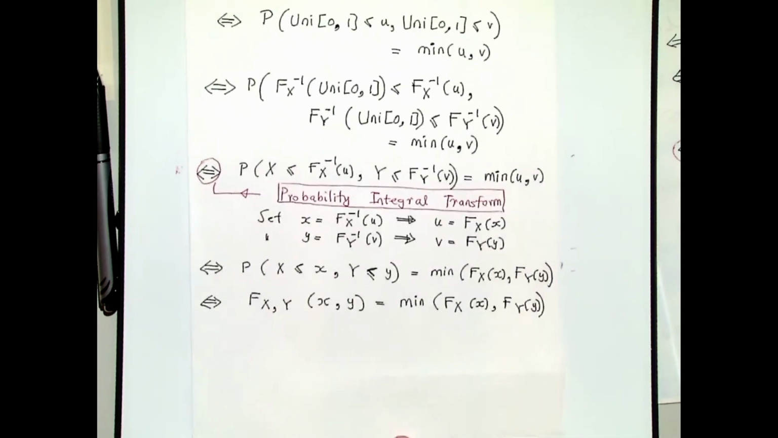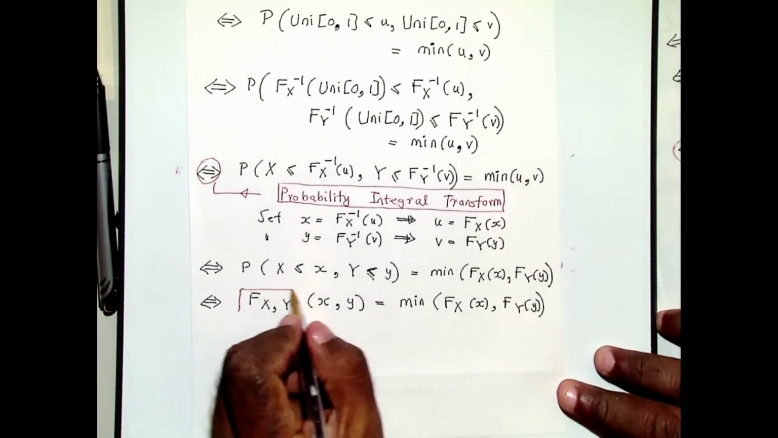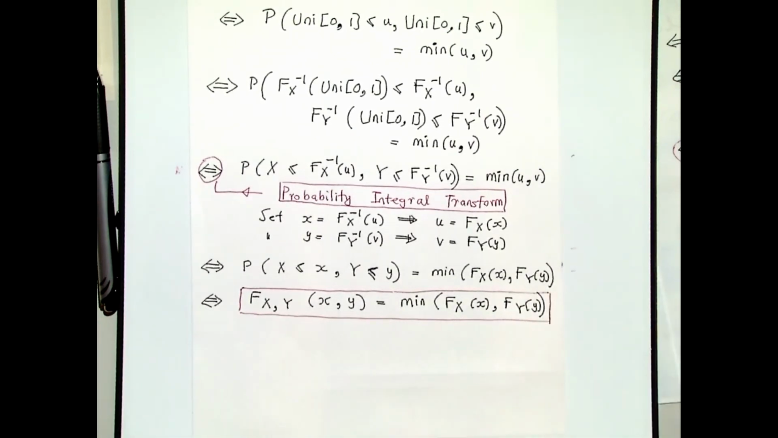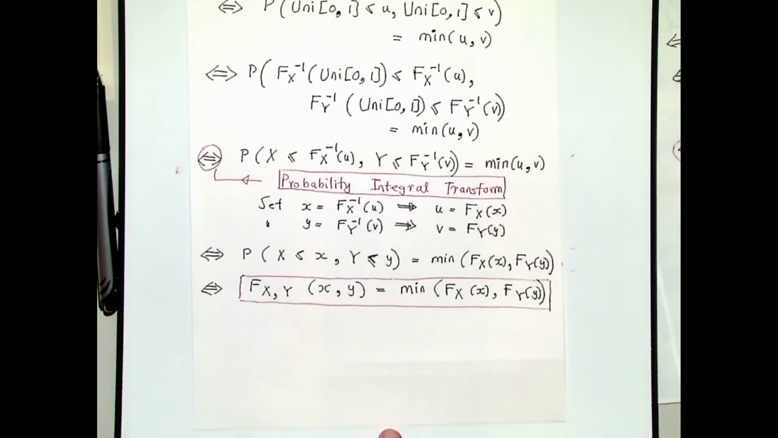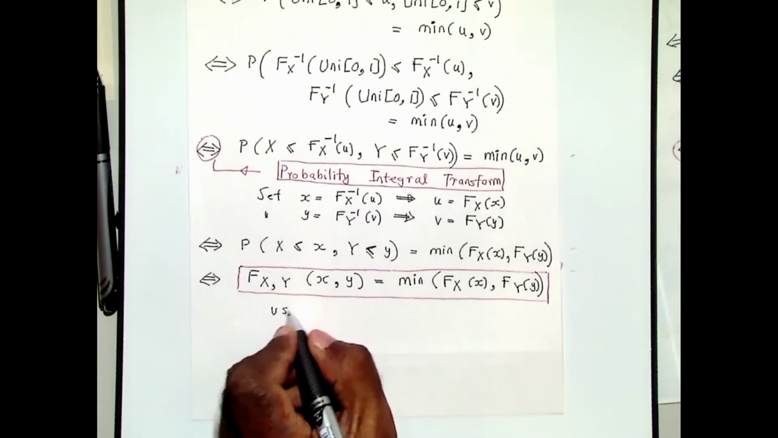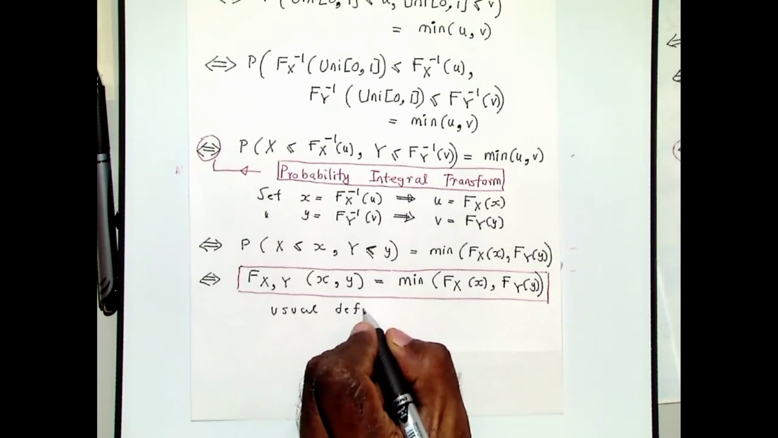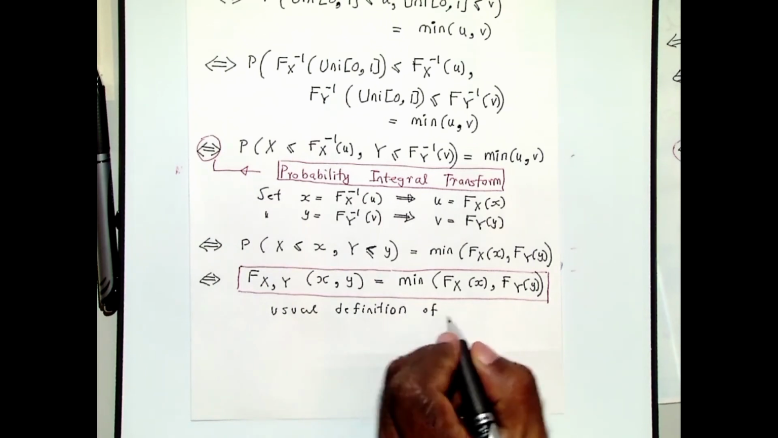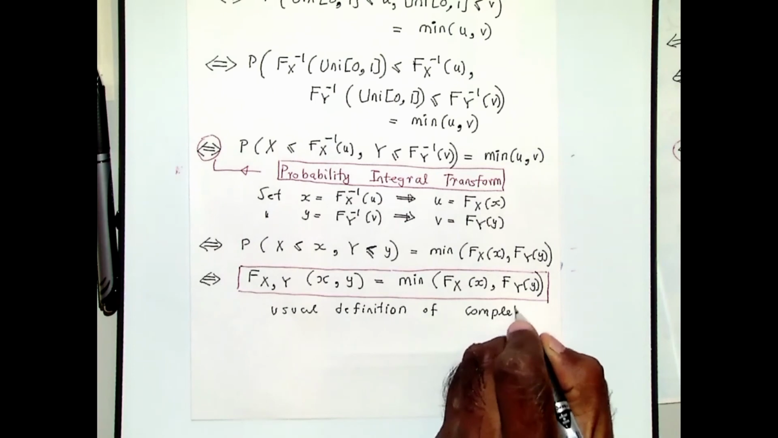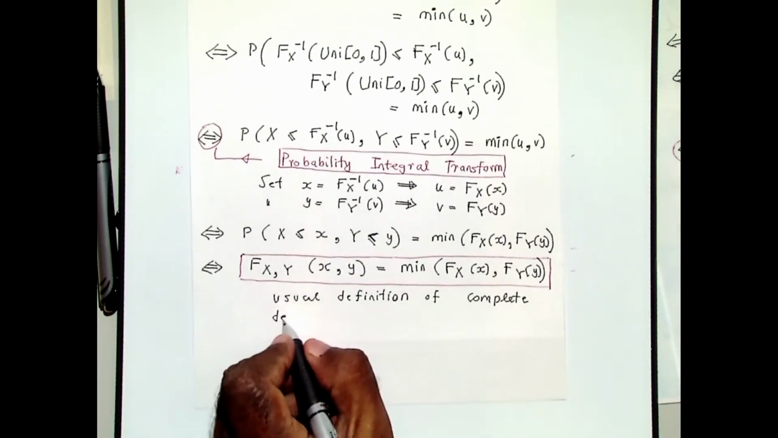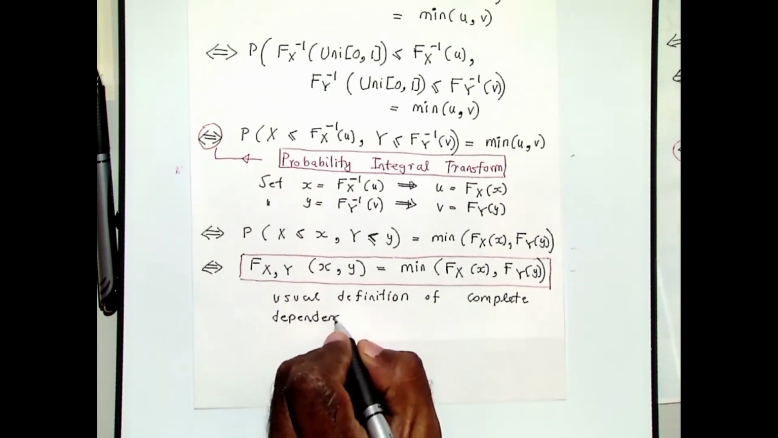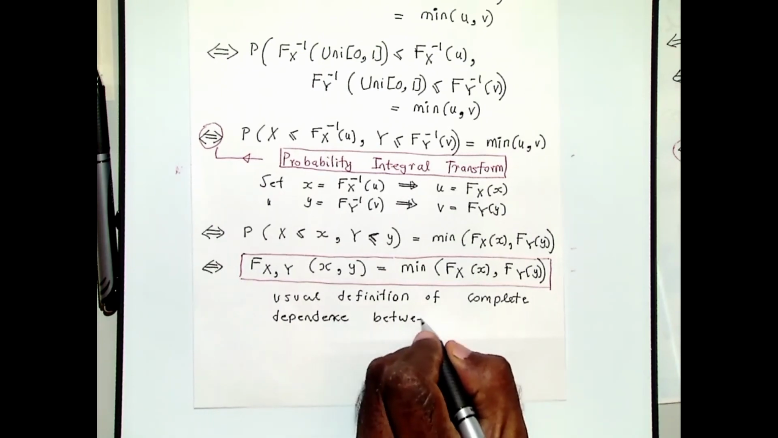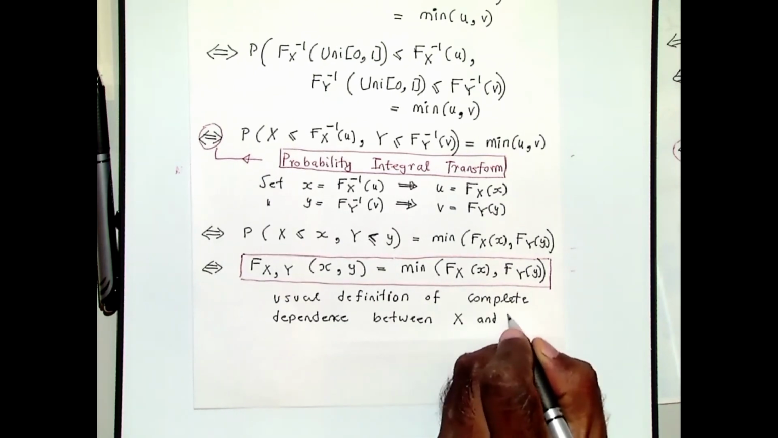What you have here is precisely the definition for complete dependence of two random variables X and Y. I don't know whether you did this before in your previous years, but this is the usual definition of complete dependence between two random variables X and Y.